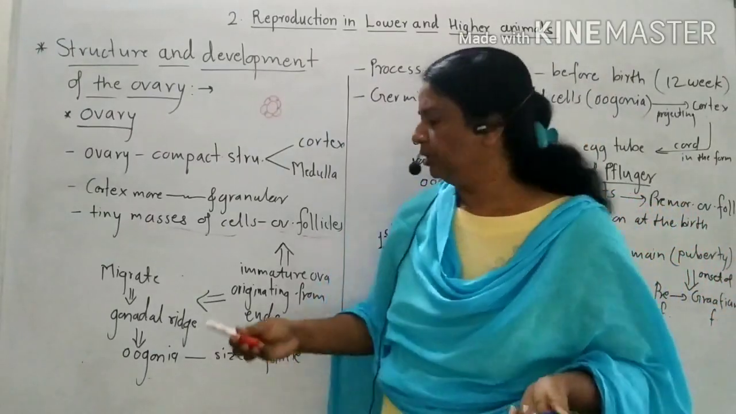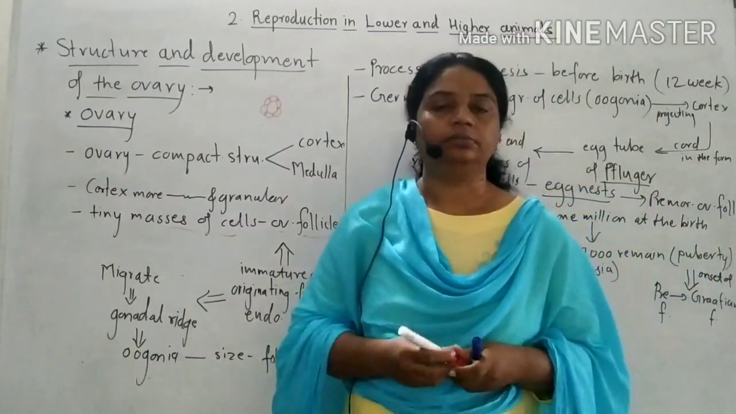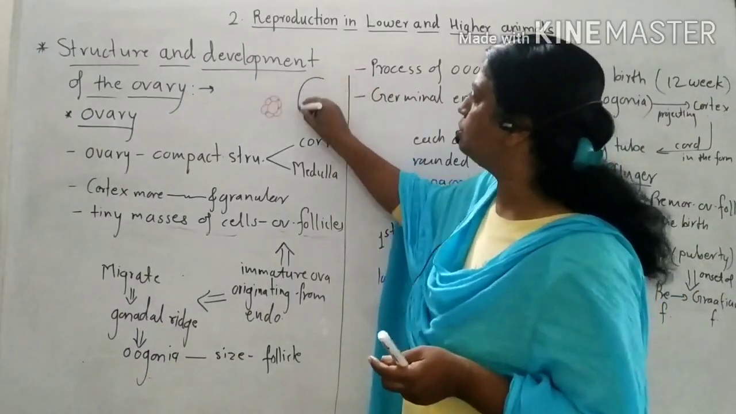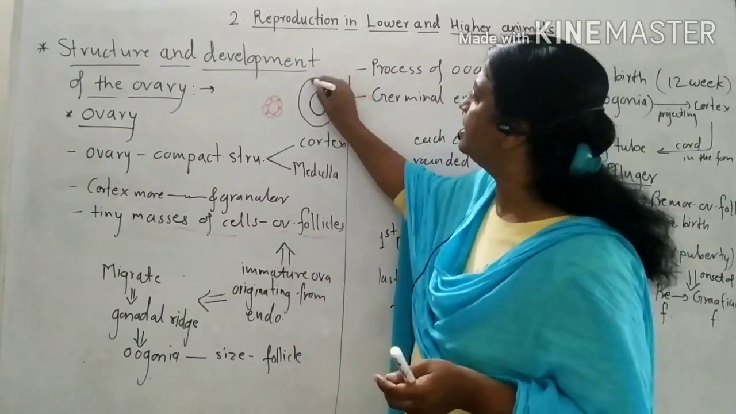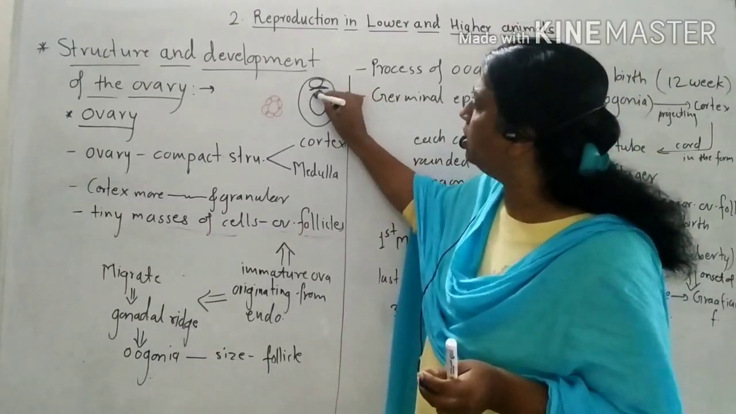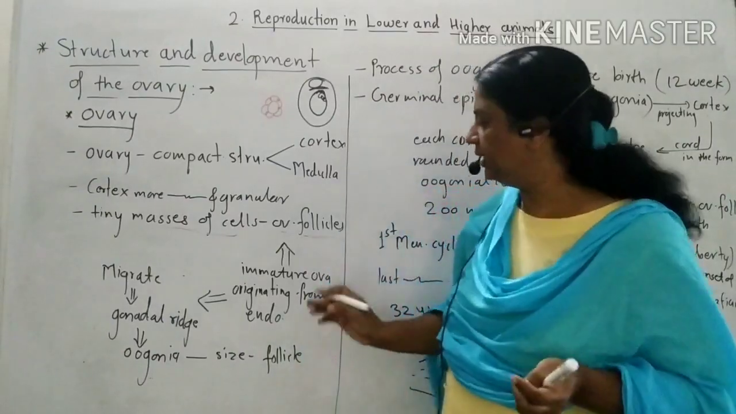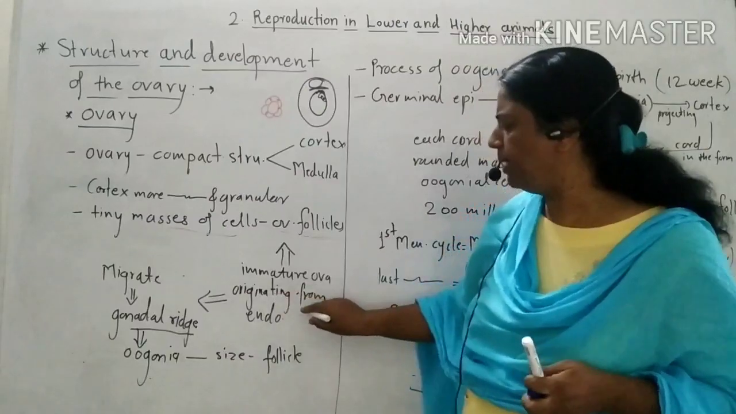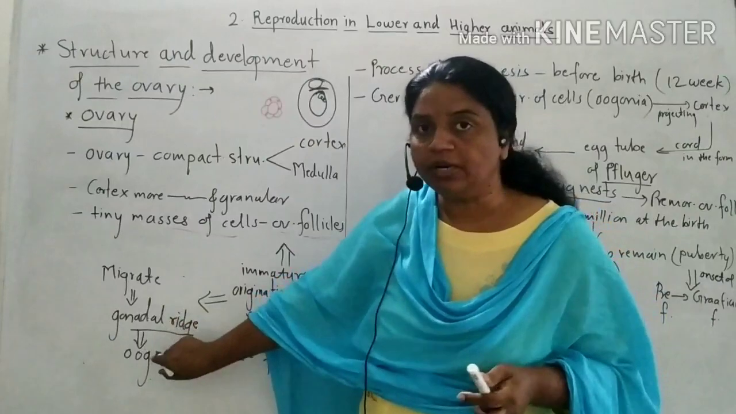How are they formed? They are formed from immature ova originated from the endoderm. When we develop in the mother's uterus, there is gastrulation. There are 3 layers: this one is the endoderm, this is the ectoderm, and this one is the mesoderm. From this layer of endoderm, some cells divide mitotically and migrate towards the gonadal ridge. These immature ova, which are formed from the endoderm, migrate towards the gonad.